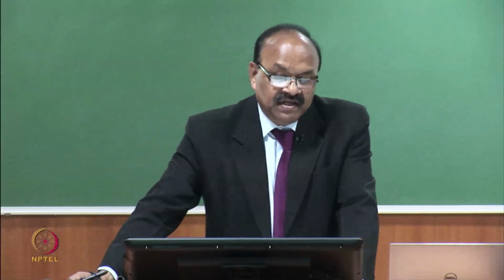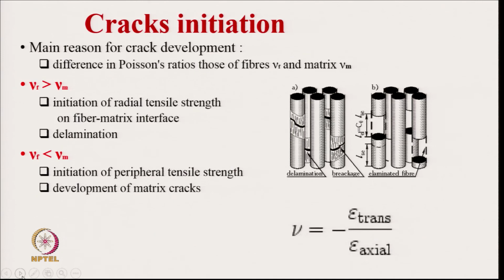What really happens? What is the mechanism behind this? The main reason for crack development is mainly the difference in Poisson's ratio of the fibers and the matrix. Vf, as shown here, is the Poisson's ratio of the fiber, and Vm the Poisson's ratio of the matrix. If the Poisson's ratio of the fiber is greater than the Poisson's ratio of the matrix, initiation of radial tensile stress on the fiber-matrix interface takes place.